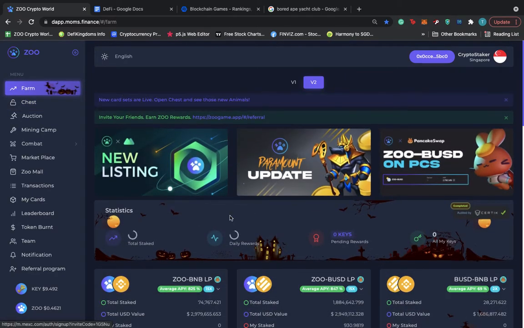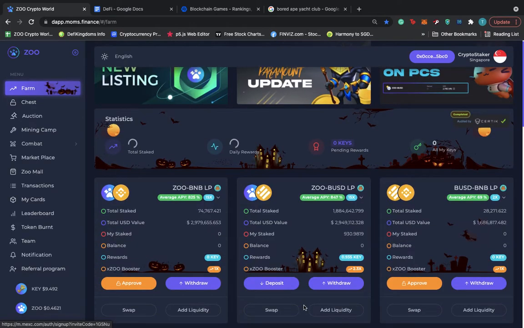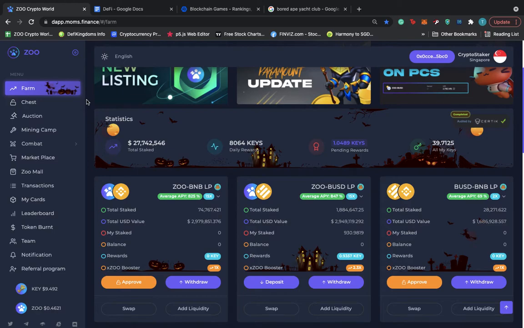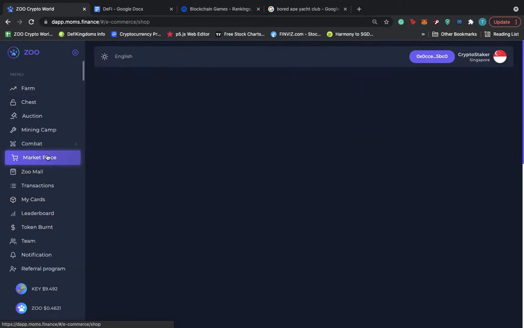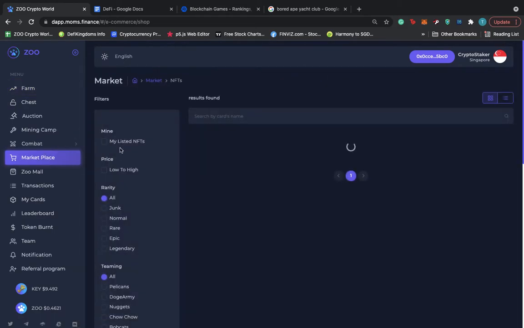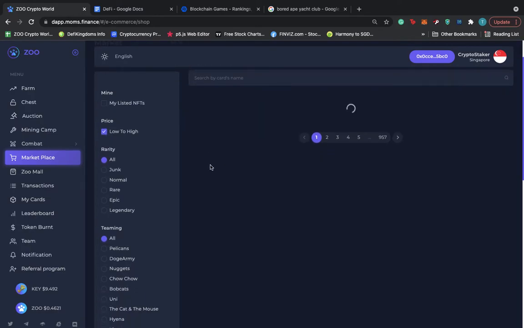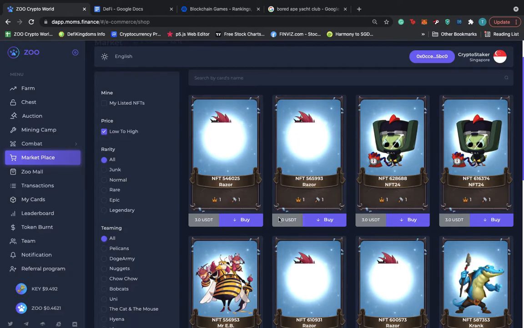And so these are the two things that you can do. This is the reason why Zoo is called decentralized finance, because you can earn money from staking, right? From liquidity pools. And another reason why Zoo Crypto World is called an NFT marketplace is because you can buy and sell NFTs, right? And as you can see, the lowest NFT goes for about $3.